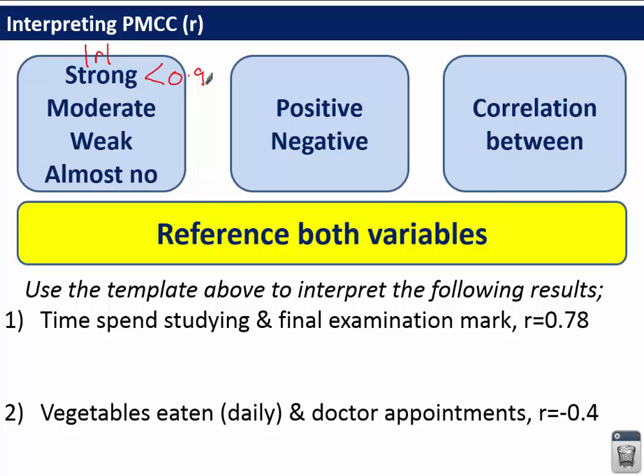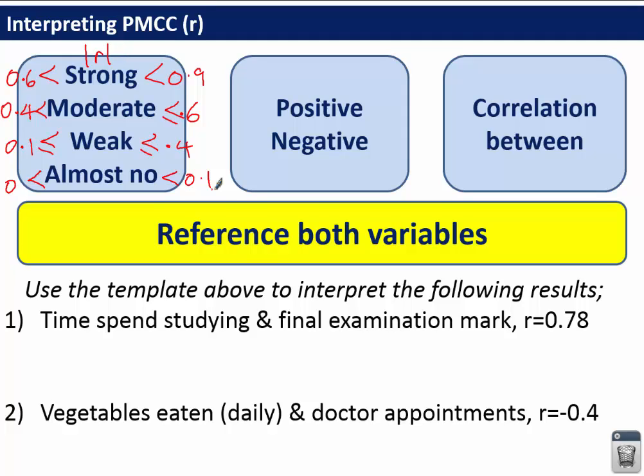Anything bigger than 0.9 you say is very, very strong or almost perfect, which very rarely happens. Moderate correlation is when it's less than or equal to 0.6 all the way down to 0.4. Weak correlation is less than or equal to 0.4 all the way down to 0.1, and almost no correlation is greater than 0 and less than 0.1.